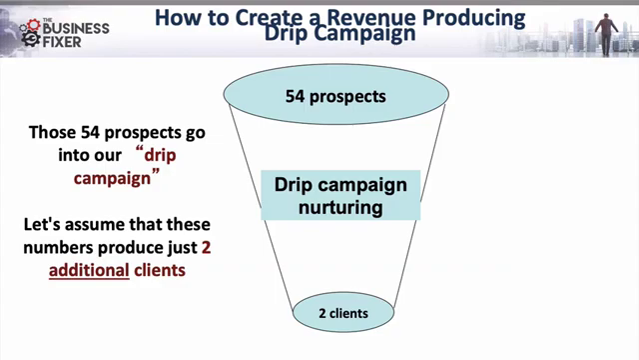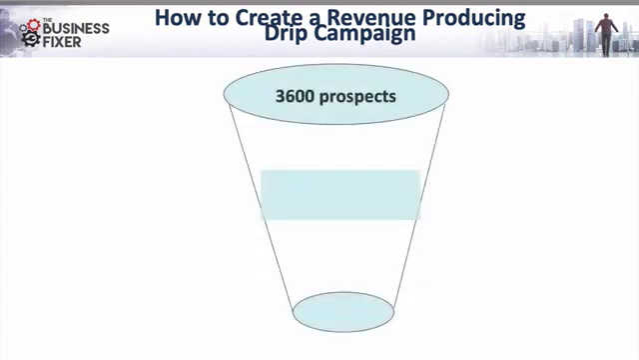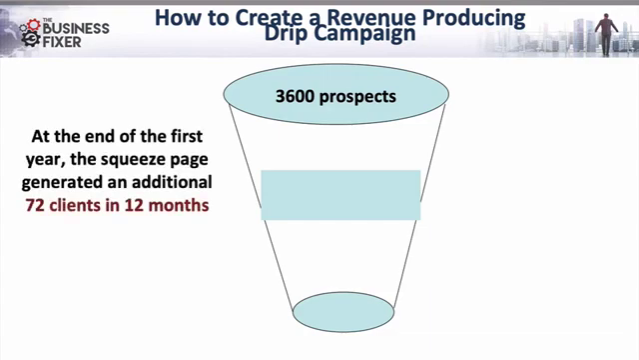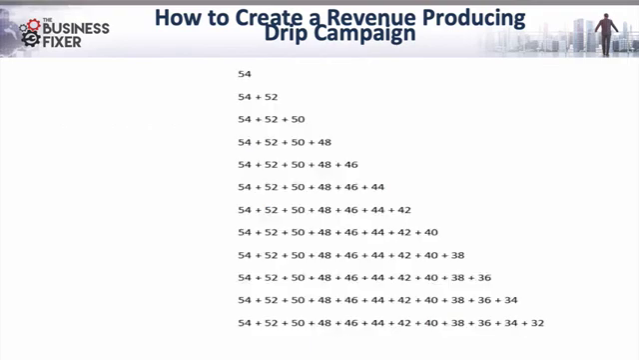Every month, 54 new prospects go into the top of the doctor's funnel, and 2 additional sales per 54 prospects continues to be delivered from the bottom of the funnel. Here's what the doctor's numbers look like after the first year. So at the end of year 1, the doctor will have generated 3,600 new prospects, 72 new clients through his squeeze page. Then the doctor will have produced a staggering 156 new clients through his drip campaign, and that's just in 1 year. This growth pattern continues year after year for as long as the doctor maintains his sales process.